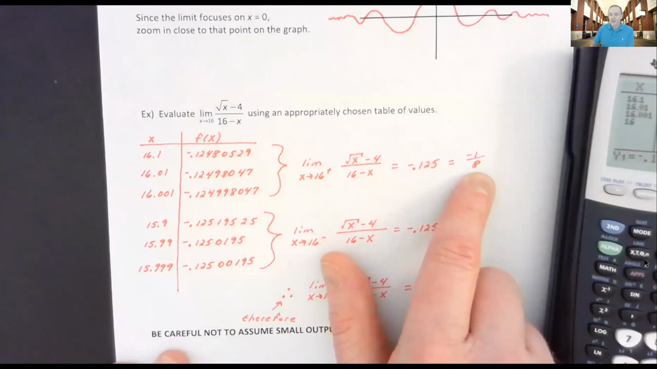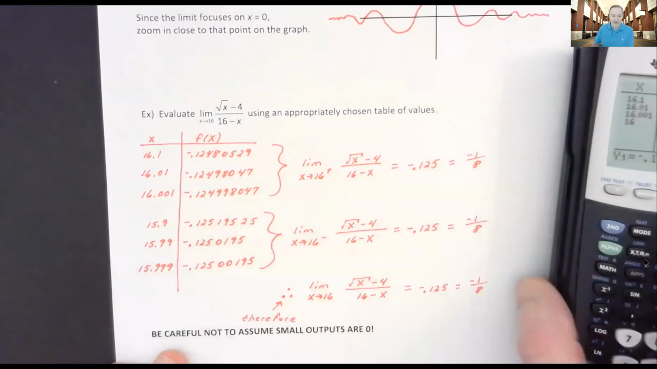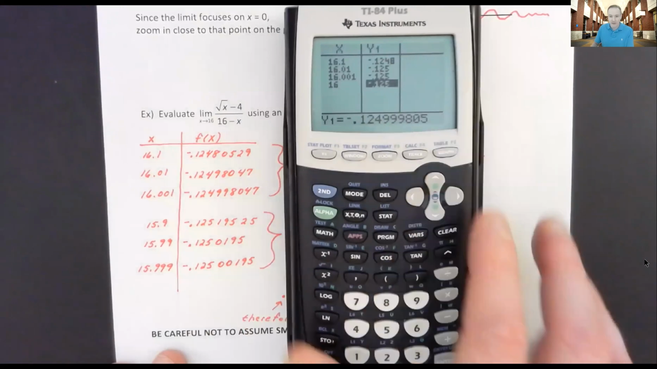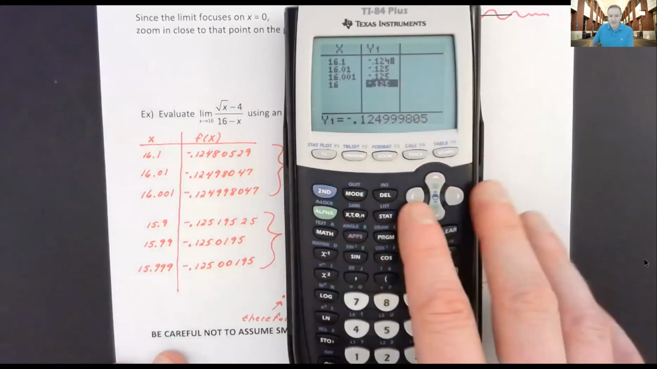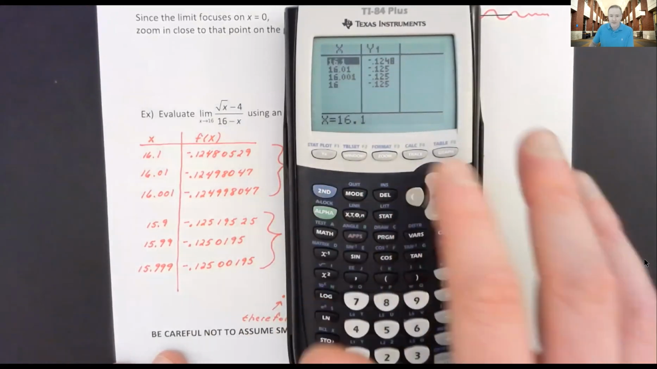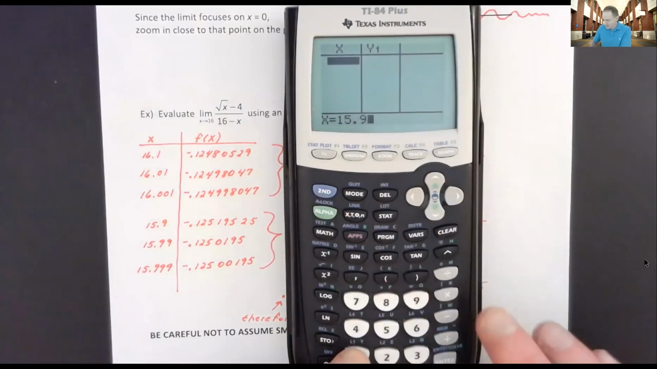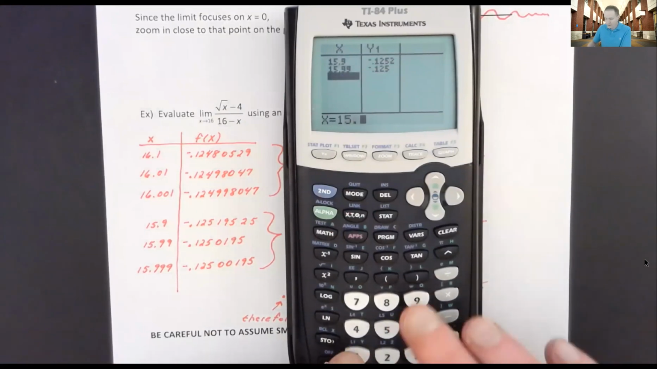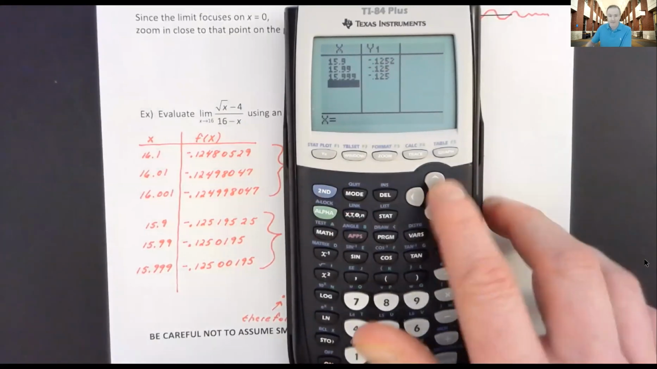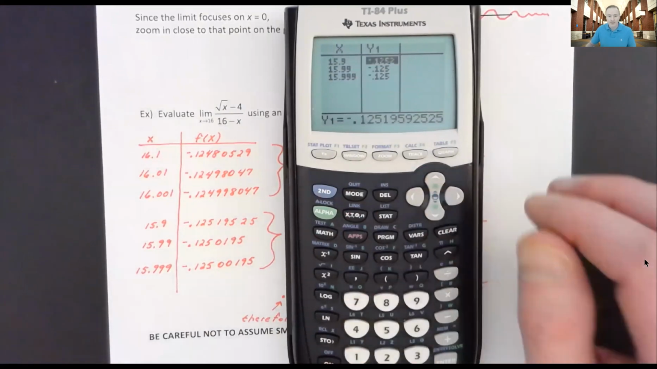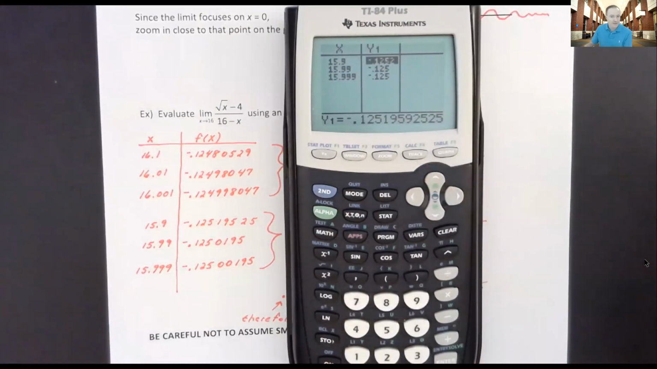Okay, now, the same idea happens on the left-hand side. I'll show that real quickly. I can go in here to my table and delete off these values, because my screen resolution won't allow me to show them all. 15.9, 15.99, 15.999 should be fine. And when I do this, I can see that now my value is slightly more negative than negative 0.125.